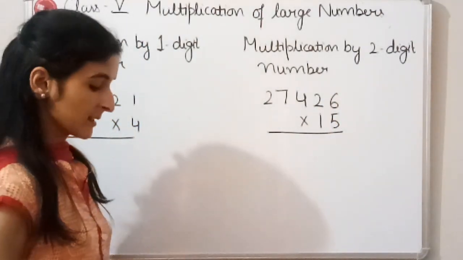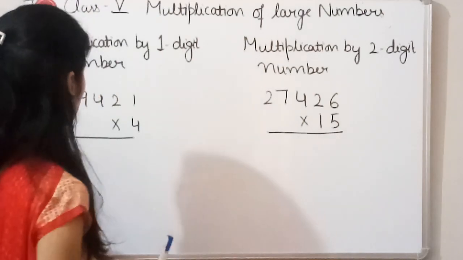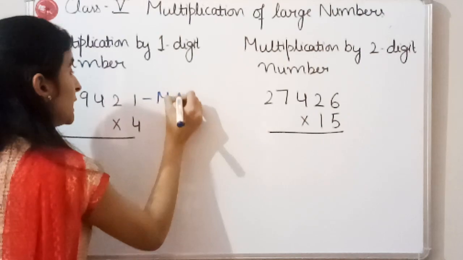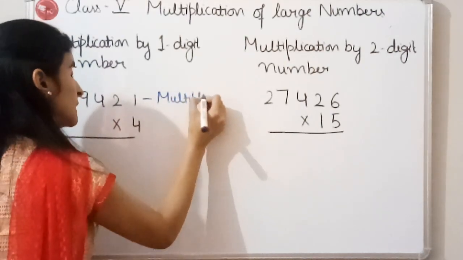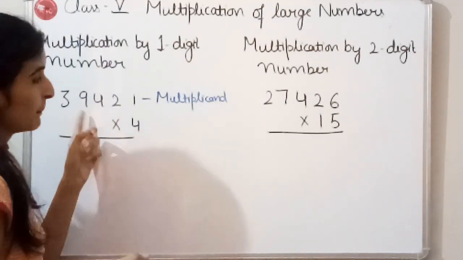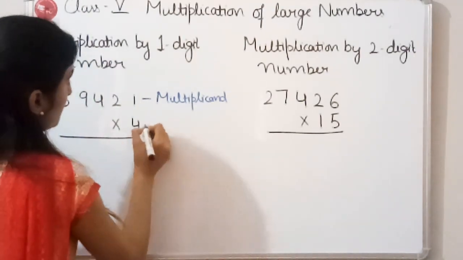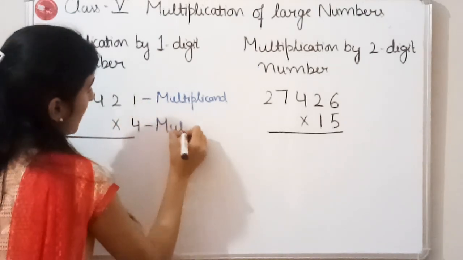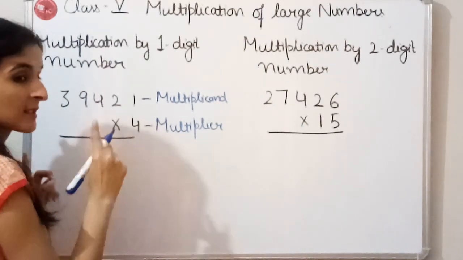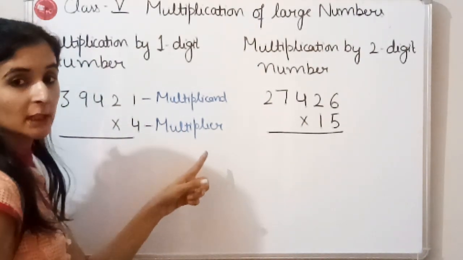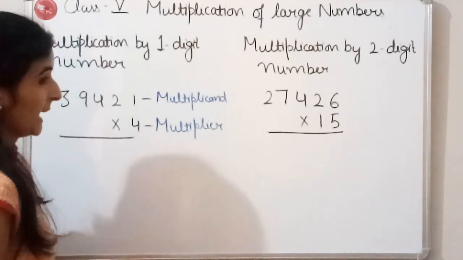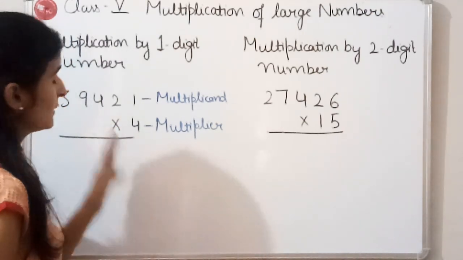So children, as I have already told you, the number which we are multiplying is called multiplicand. जिस नंबर को हम मल्टीप्लाई करते हैं उसको क्या बोलते हैं? मल्टीप्लिकेंट. And the number by which we are multiplying, that is called मल्टीप्लायर. जिस नंबर से मल्टीप्लाई करते हैं उसको क्या बोलते हैं? मल्टीप्लायर.